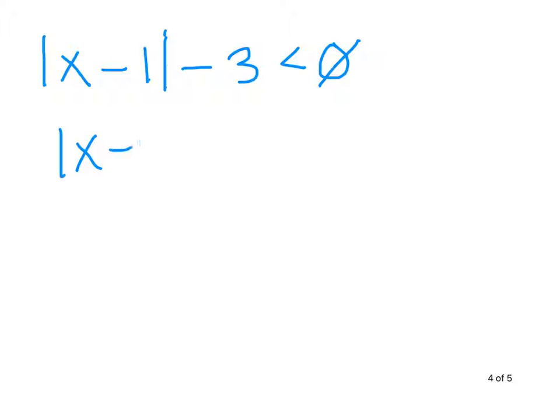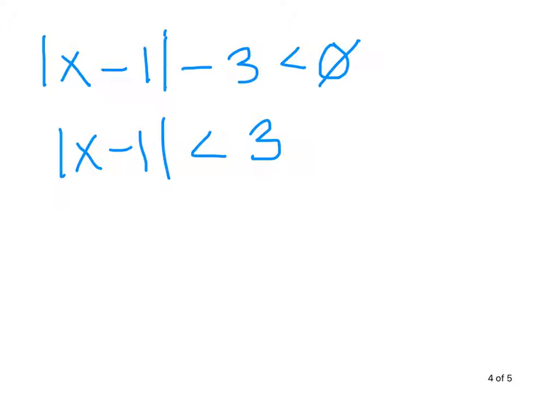So absolute value, remember straight lines, absolute value of x minus 1 minus 3 is greater than 0. So you want to find the solution set to this inequality. Anytime you have an inequality, you have to do it twice. So first thing we need is the inequality by itself, right? So I'm going to move the 3 over and rewrite this as x minus 1 is less than 3.